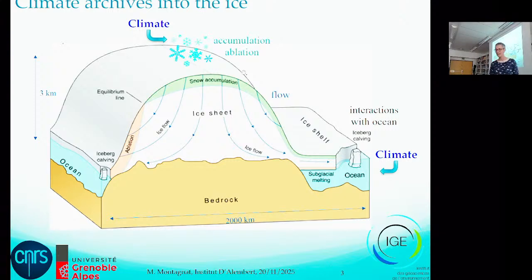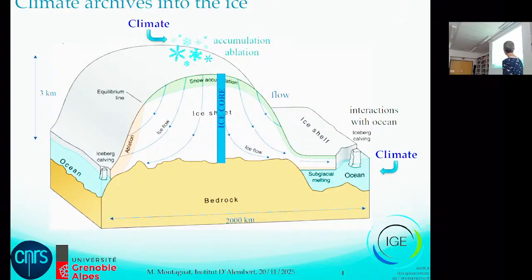Climate archives in the ice for several reasons. Because of accumulation and ablation, where in deep ice core areas, where we dig the deep ice core, it's mostly accumulation. It also archives because of flowing, so flow mechanisms. And it archives also through interaction with the ocean. So in fact, those big ice sheets are an overall climate indirect signal somehow.